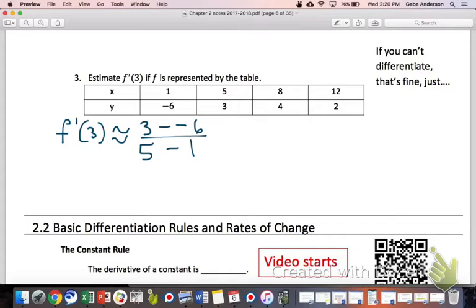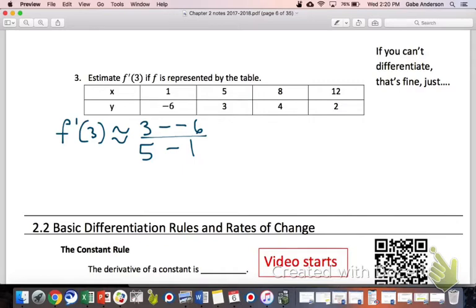So this is something important for us to think about here. There are going to be times when you will have to answer a question just like this. And one of the important things that I'm going to be looking for is that you used a difference quotient. And that's what that is up there, right? 3 minus negative 6 over 5 minus 1.